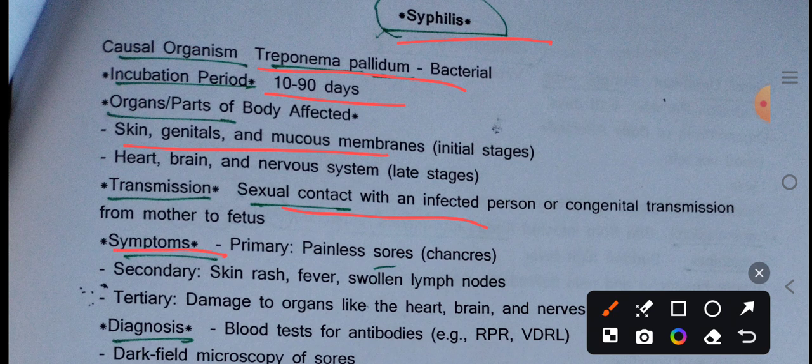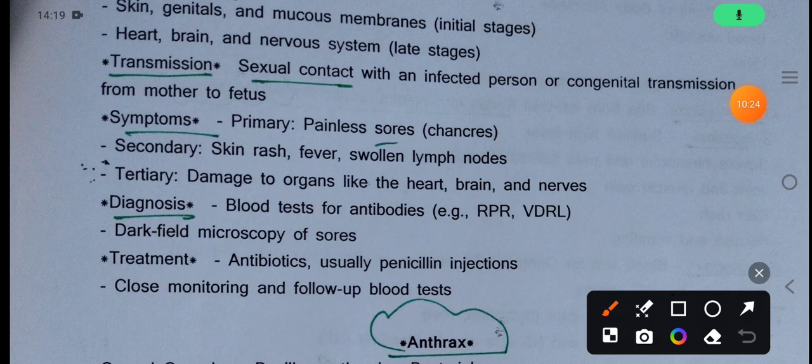Symptoms involve painful sores and skin rashes, fever, swollen lymph nodes. Tertiary symptoms may include damage to organs like heart, brain, and nerves. Diagnosis. So a blood test for antibodies is done. Treatment. So antibiotics, usually penicillin injection, are given, and it needs close monitoring and follow-up blood tests.